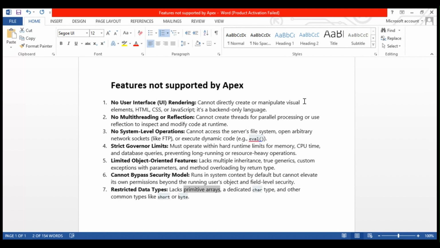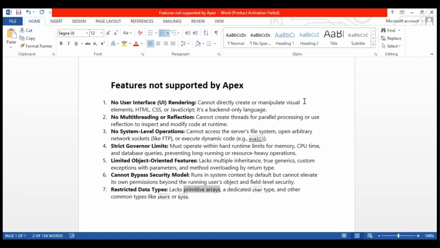Then next is system level operations. System level operation means that you cannot access the server files, the network level sockets, FTP, and execute dynamic code, etc. So these system level operations are not possible in Apex. These are the restrictions.